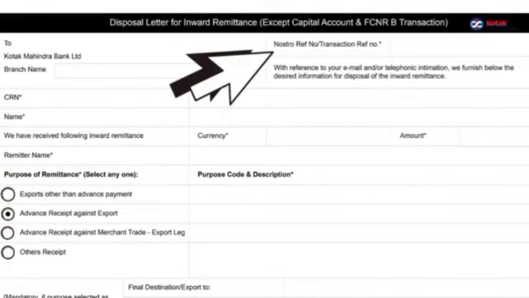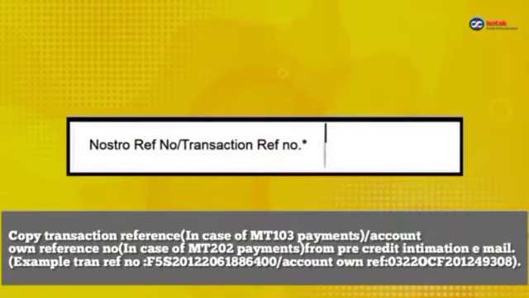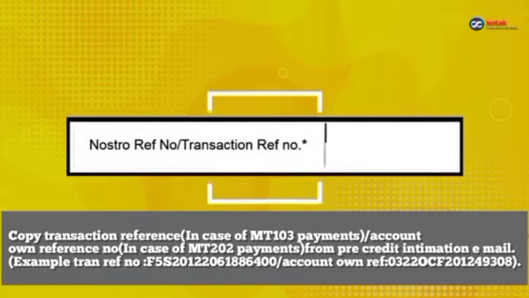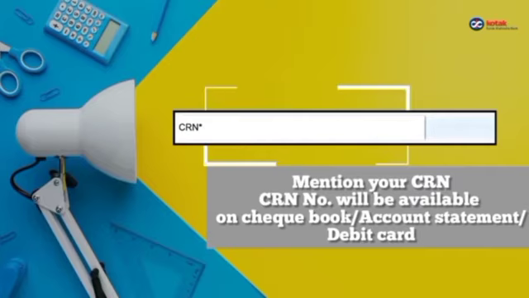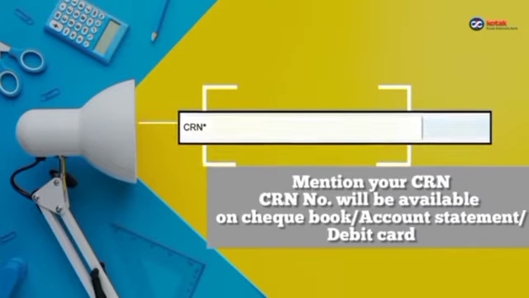Nostro reference number. Transaction reference number. Copy transaction reference number in case of MT-103 payment. Account own reference number in case of MT-202 payments from pre-credit intimation mail. Mention your CRN. CRN number will be available on checkbook, account statement, debit card.